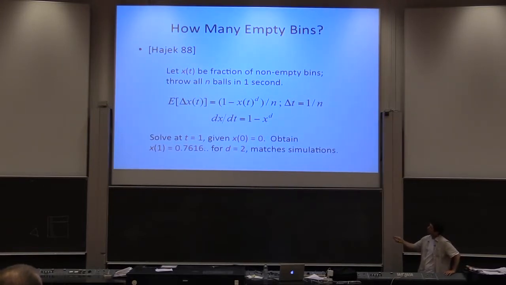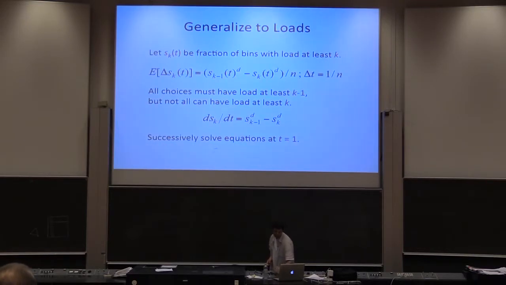but it's certainly very easy to calculate the given values. So if I'm throwing n balls into n bins, I have to figure out what happens at t equals 1, given that x_0 is 0, and I can figure out what x_1 is. Or x_1 for d equals 2, I can figure it out for other values as well. So what this is saying is that the fraction of non-empty bins is going to be about 76%. And if you do simulations, you'll find that this matches.